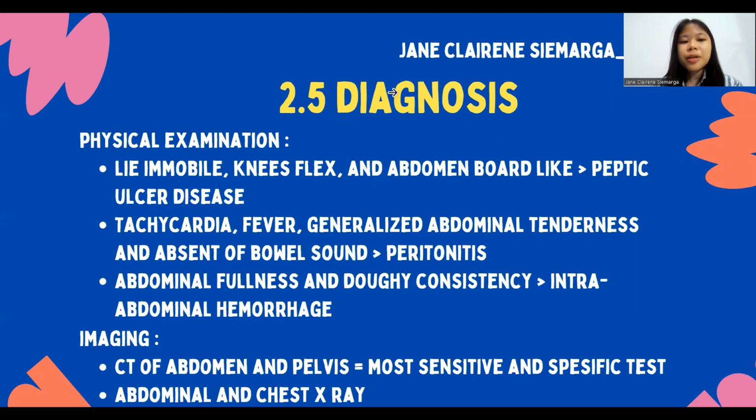In physical examination, there are several signs and symptoms that can be found. If the patient lies immobile, knees flexed, and abdomen board-like, it can suggest peptic ulcer disease. If there is tachycardia, fever, generalized abdominal tenderness, and absence of bowel sounds, there may be peritonitis. Abdominal fullness and doughy consistency can suggest intra-abdominal hemorrhage.